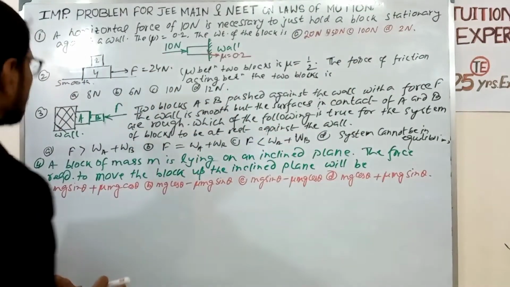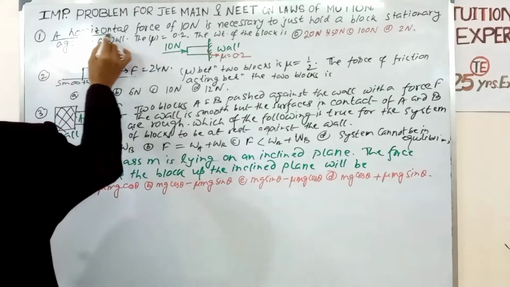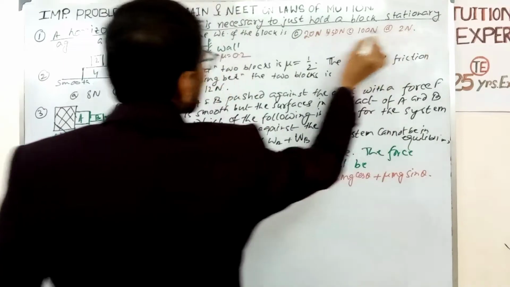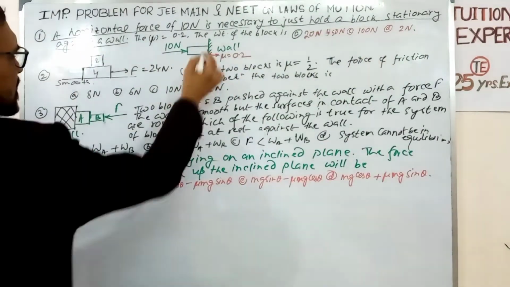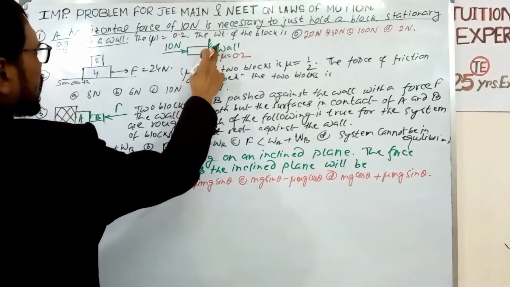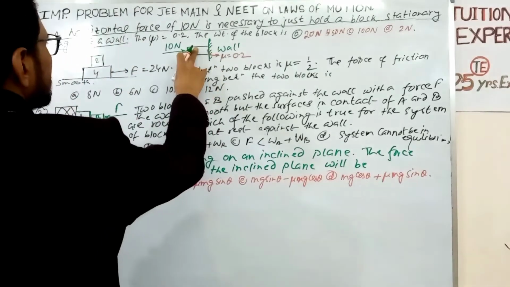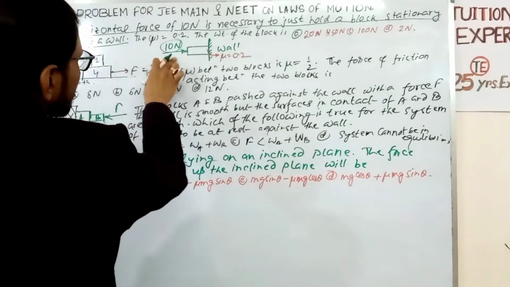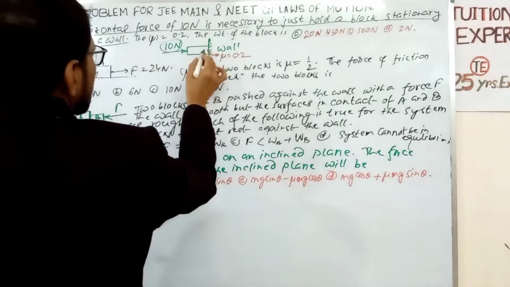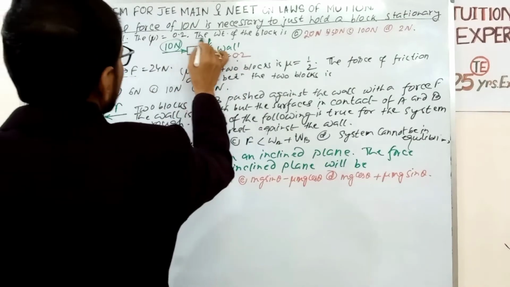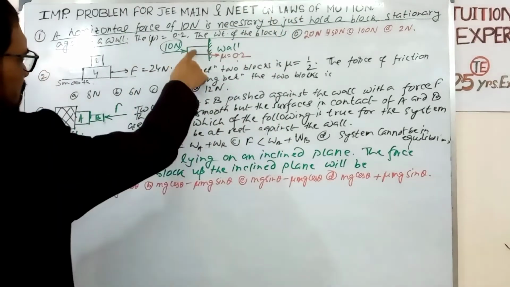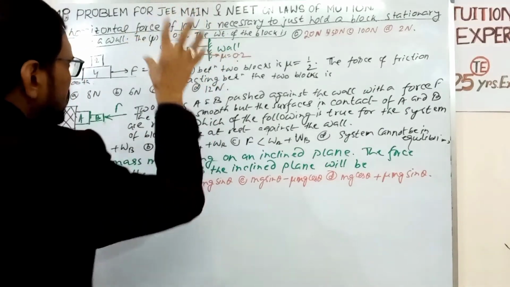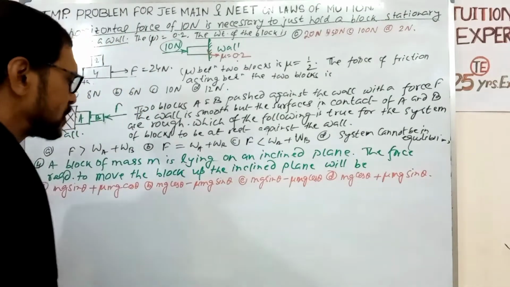I have written the first problem. A horizontal force of 10 Newton is necessary to just hold a block stationary against a wall. This is the diagram: this is a wall and a block is held by a force applied horizontally against the wall. The coefficient of friction between block and wall is 0.2. Now what is the weight of the block? Here weight is not given, force is applied on the block and it is held against the wall. Then you have to calculate the weight of the block. This is the question, a simple question.